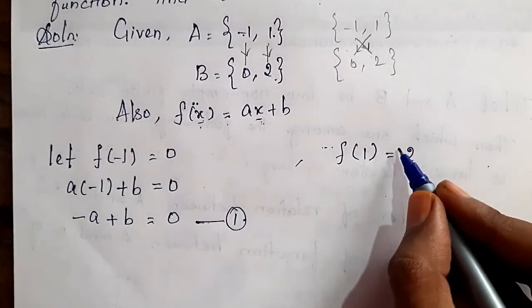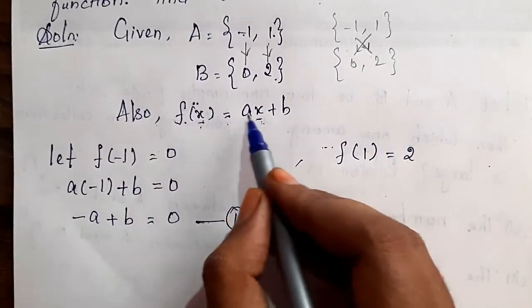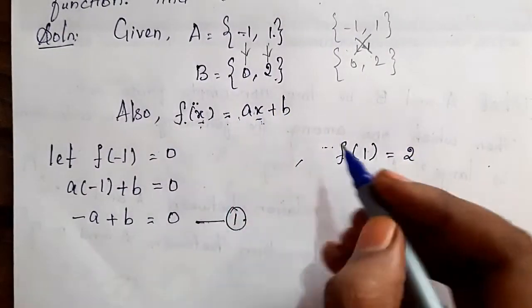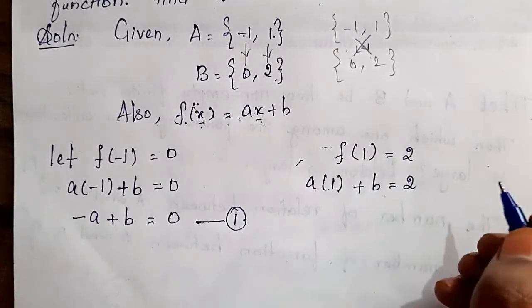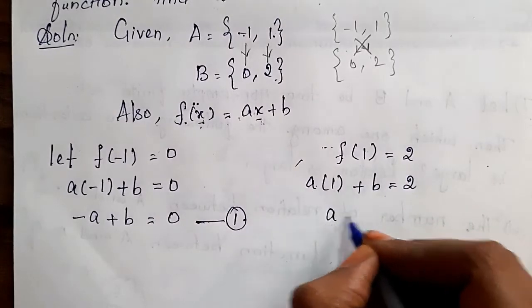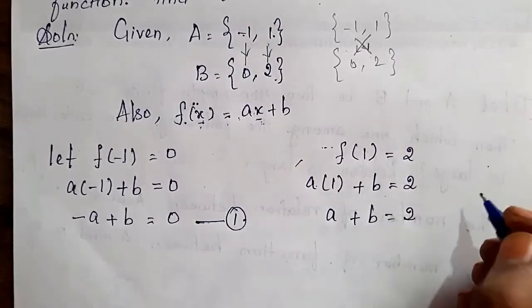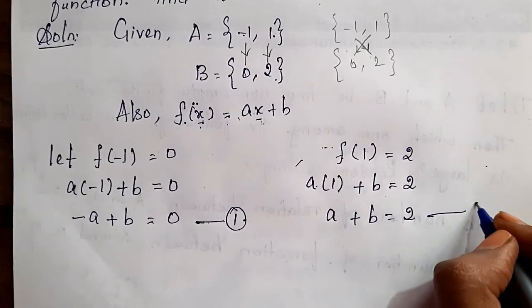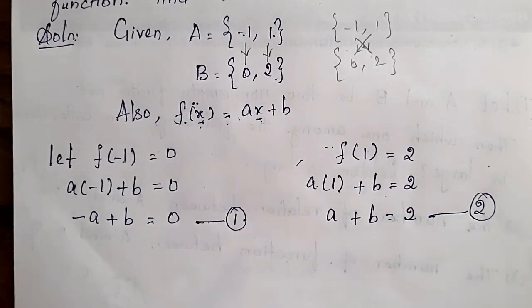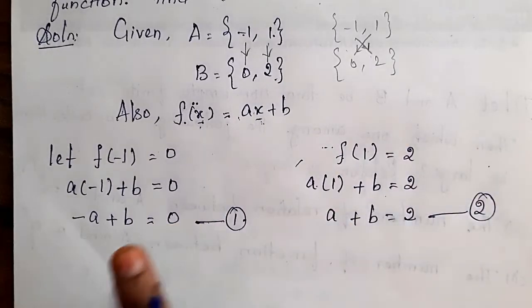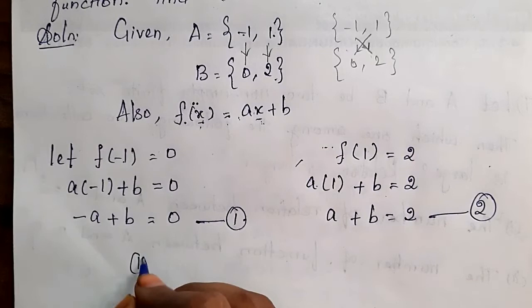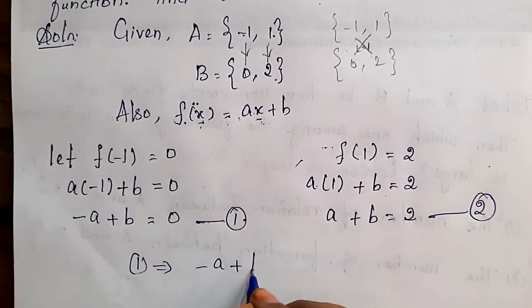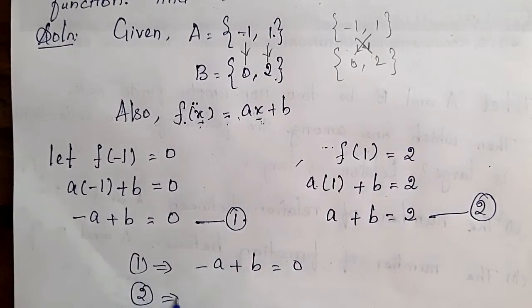The same thing we are going to do here. So f(x) equal to this one. So what is f(1)? a into 1 plus b equal to 2. a into 1 is a, so a + b = 2. Take it as equation number 2. Now we can add equation number 1 and 2. So we are going to solve it. Equation 1: -a + b = 0. Equation 2: a + b = 2.